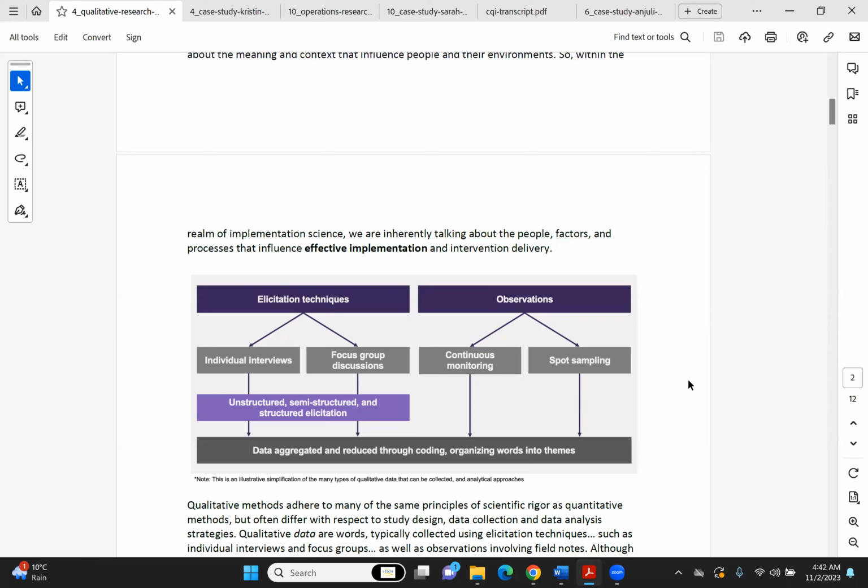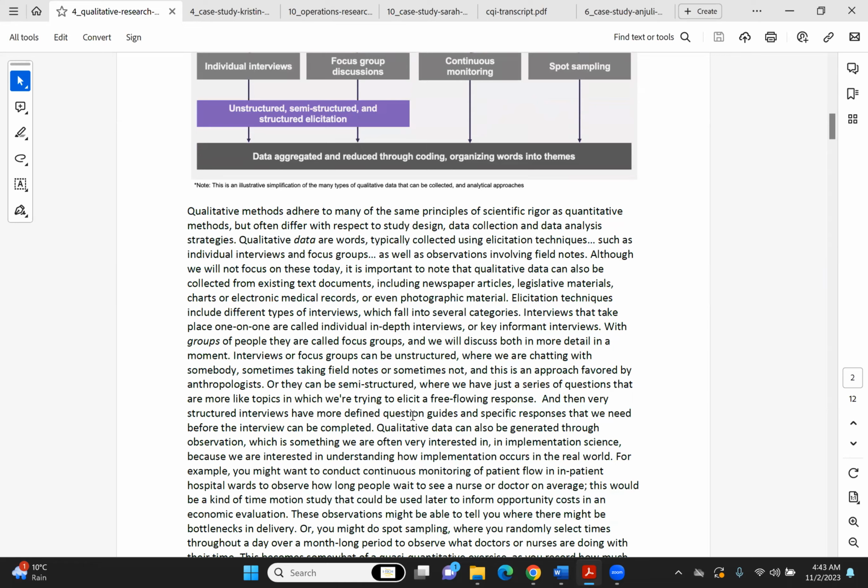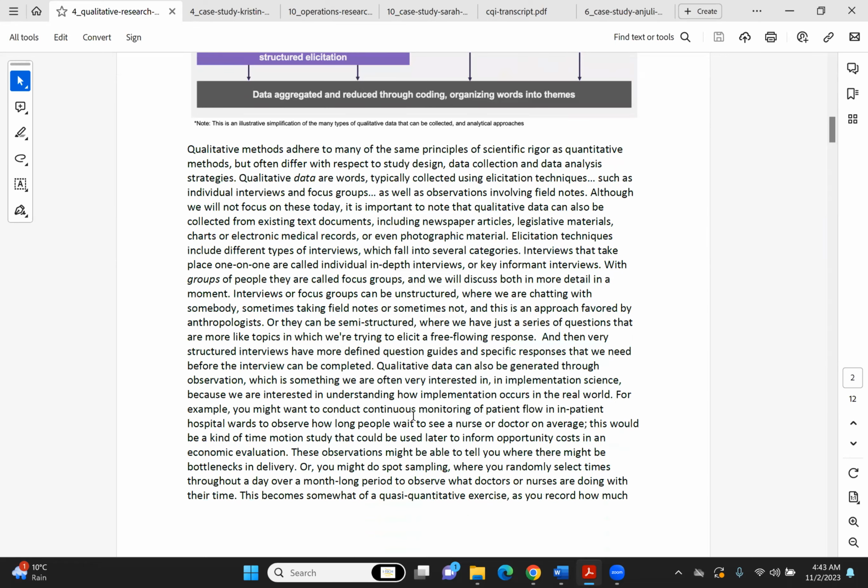Then other methods are like observation, where we do monitoring of people. For example, if we want to see the quality of services being provided by a physician or maybe nurses, how they are trying to utilize a particular time, then we can just do observation and see what they are doing and how they are doing it. Or we can do spot sampling, where time is the essence: at this particular time we see what is happening and we try to record that. And all this is recorded as a script, and then we try to analyze the data.